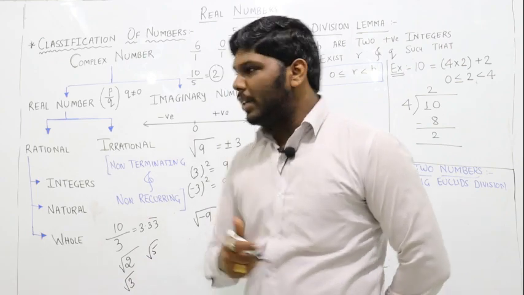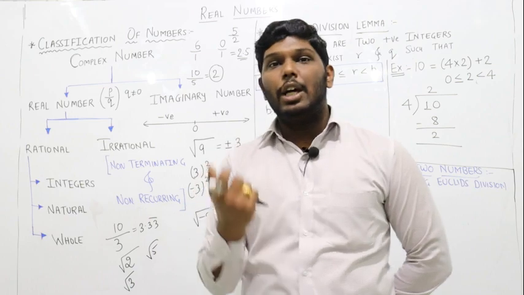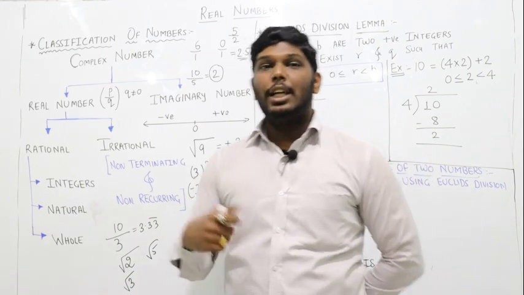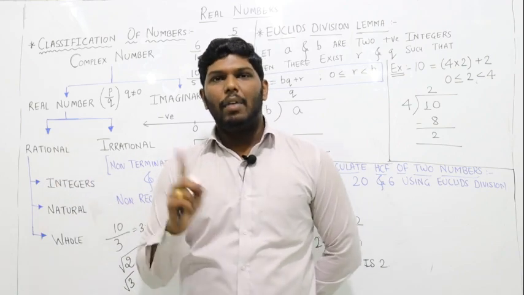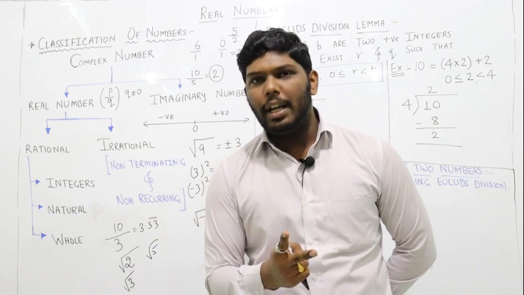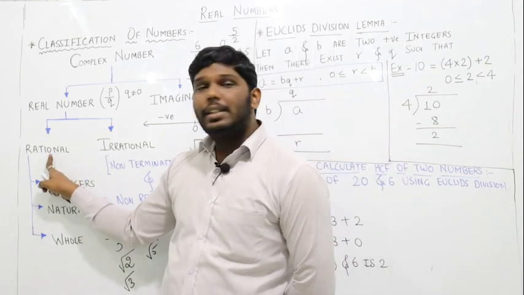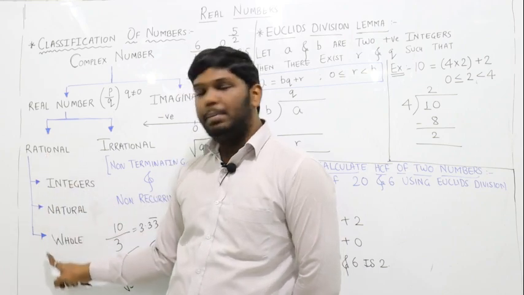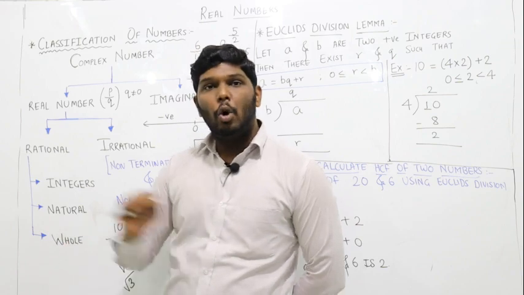So you can note it down somewhere. Irrational numbers are those numbers which are non-terminating as well as non-recurring. In rational numbers we have two types. One is the terminating rational number and the other is the non-terminating but recurring rational number. Now in rational number I have written only three types here. First is the integer, second is the natural number, and third is the whole number.